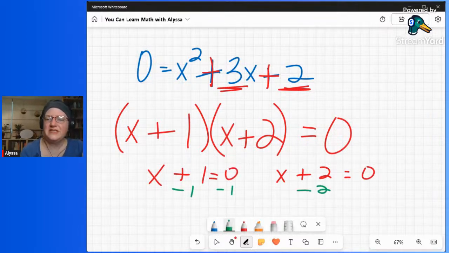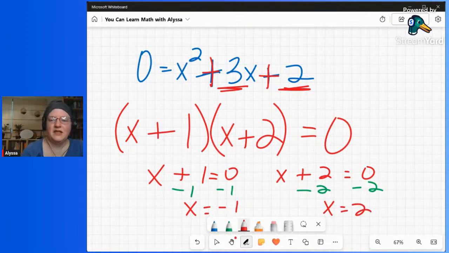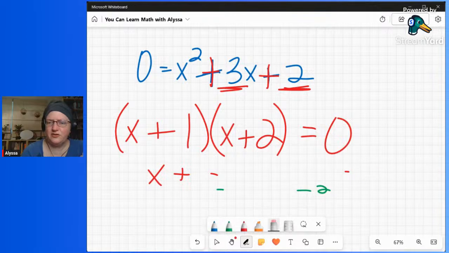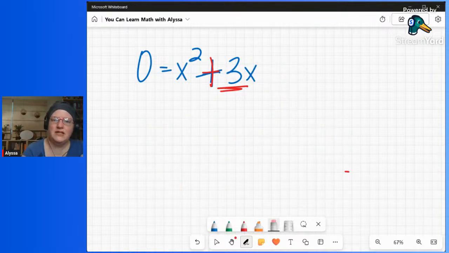We're going to undo what's been done on both sides. In this case, we're subtracting because things are being added. And we get that x is equal to -1 and x is equal to -2. Okay, so that's our first level of factoring. What is our second one?